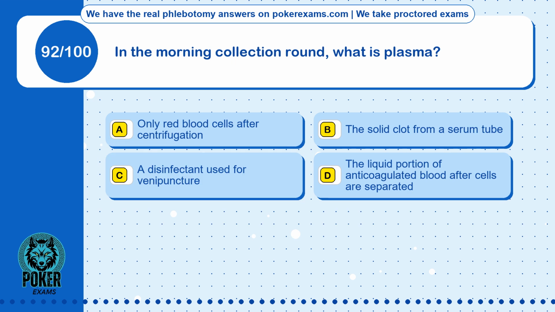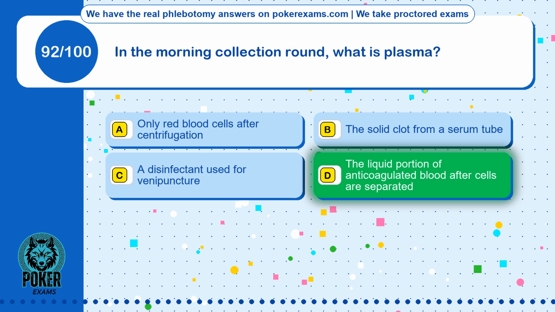Question 92. In the morning collection round, what is plasma? Option A: only red blood cells after centrifugation. Option B: the solid clot from a serum tube. Option C: a disinfectant used for venipuncture. Option D: the liquid portion of anticoagulated blood after cells are separated.